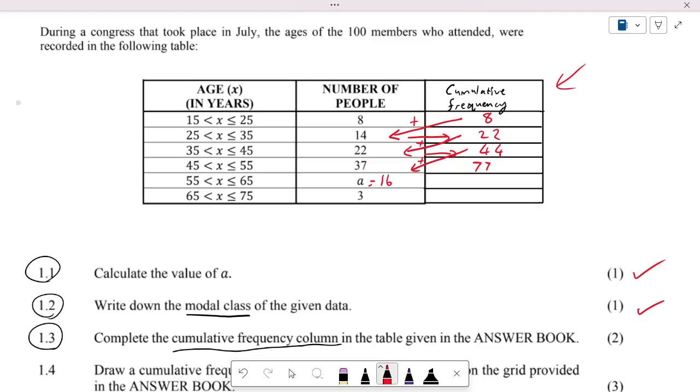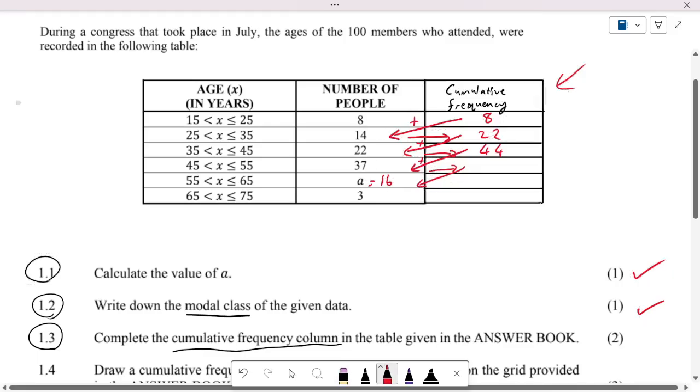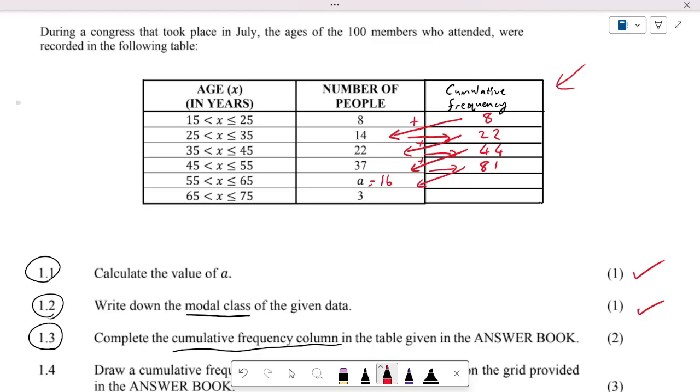And then if we add 77 with 16, we're going to get an answer of, I just realized that I gave the wrong answer here. It's not 77. It's actually 81. I just quickly calculated it, I was looking at it again and thought, whoa, that can't be correct. Okay, so 44 plus 37 is actually 81. My bad.